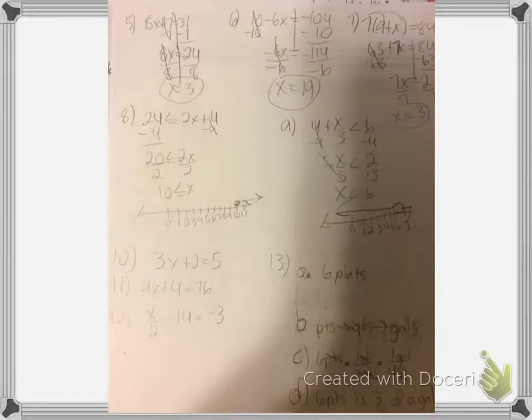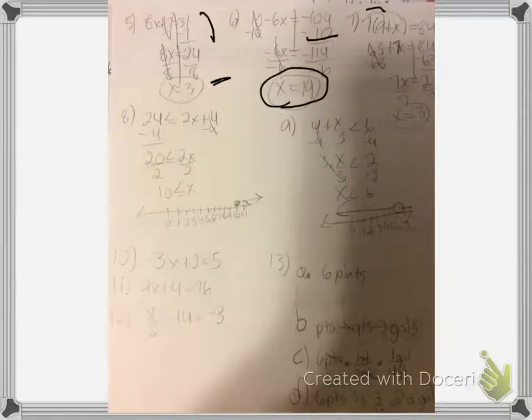Alright, number 5. You had to just solve the equation, so I subtracted 7 on both sides. Got 24 divided by 8, x equals 3. Number 6, I subtracted 10 from both sides here. Cancel out with the 10s, and I get negative 14, because you add negative signs. Divide by negative 6, and I get positive 19.